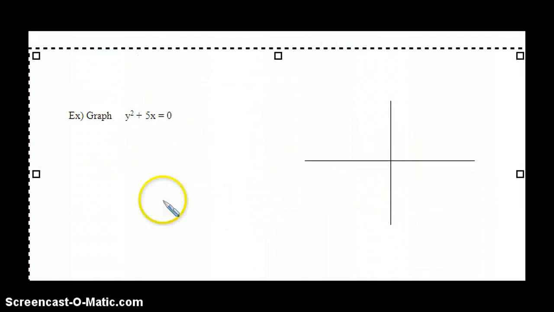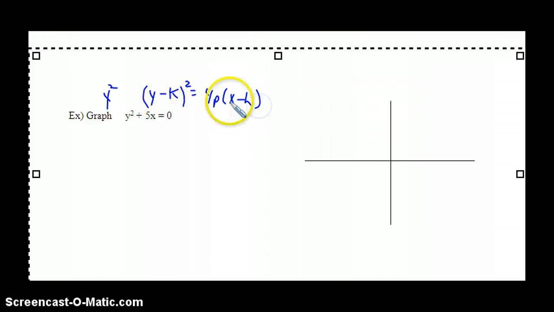Let's think about graphing this one, y squared plus 5x equals 0. So it's the y value that's being squared, so I know the generic form is this form, and that means that it's going to open either left or right, depending on what my p-value is. So let's get this to have the y squared by itself. So we would subtract the 5x to move it over.